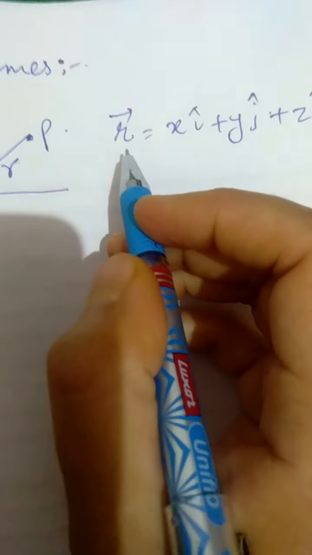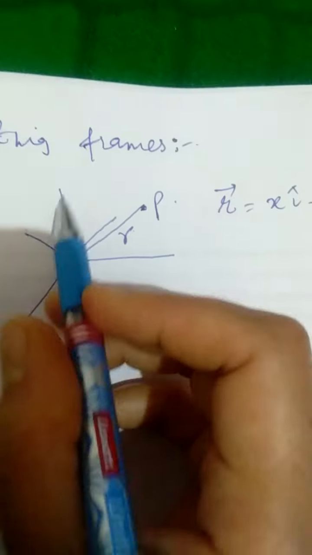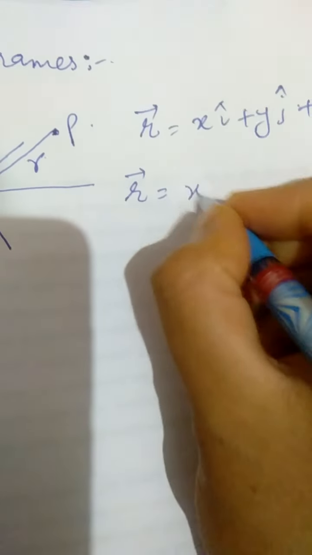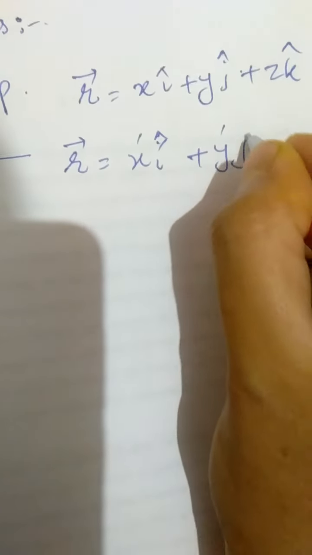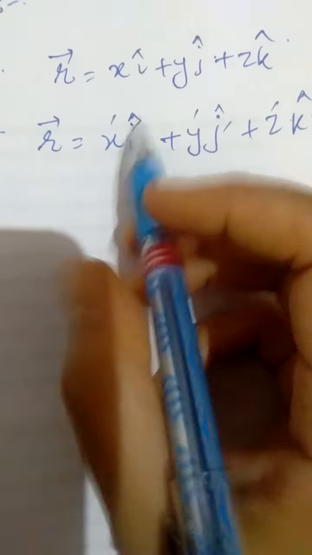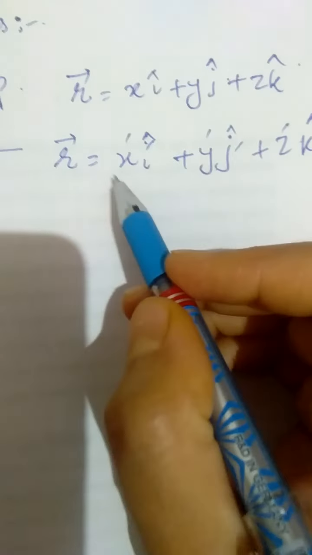This R vector obviously can be defined by xi plus yj plus zk as usual. But if we have to define the same R vector in case of a rotating frame of reference, which is a non-inertial frame of reference, we will proceed as R vector is equal to x' i' cap plus y' j' cap plus z' k' cap, right? Now, x', y' and z' are the coordinates of this point in the rotating frame of reference.